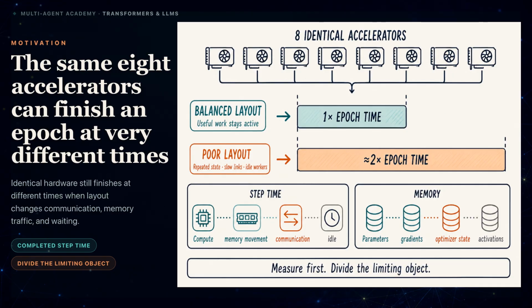Start with completed step time. Then separate time spent computing, moving data through memory, communicating between devices, and waiting at synchronization points. Also inspect memory used by parameters, optimizer state, gradients, and saved activations. Measure first, then divide the limiting object. Adding more devices before finding the limit can increase communication and make the run slower.